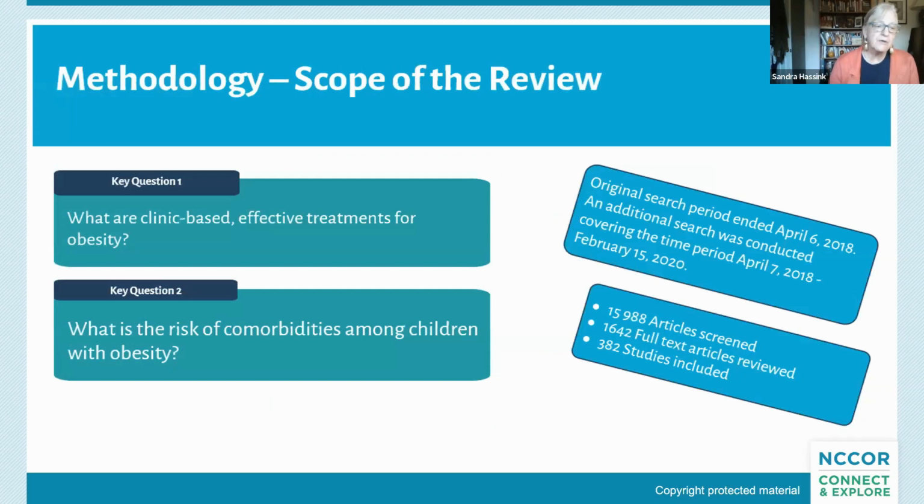The scope of the review was really focused in key question 1. You can see there on clinic-based effective treatments for obesity. So this key question required that a clinician was involved in the intervention and treatment that was reviewed. And the second key question focused on the risk of comorbidities among children with obesity. And because the original search period ended in 2018, we added an additional search period covering 2018 to 2020 to complete our search before the final writing was done. Next slide, please.